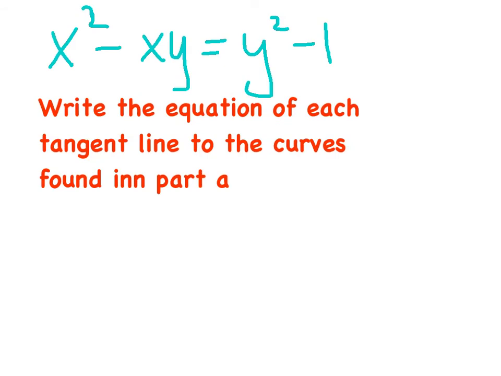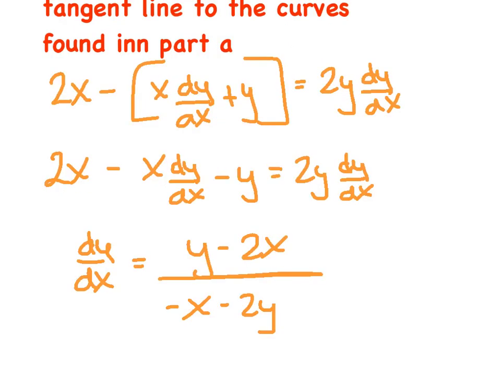Part B, write the equation of the tangent line to the curves found in part A. Well, you actually have the point already. All you need is the slope, which of course in calculus means to take the derivative. So pause it, make sure you nail that derivative, and then we'll compare answers. So there you have my derivative. Remember, you could have the complete opposite.